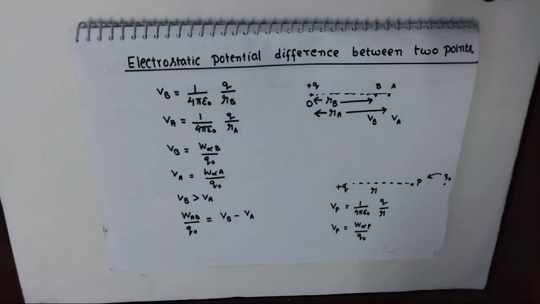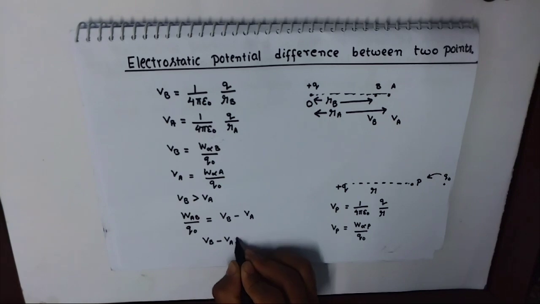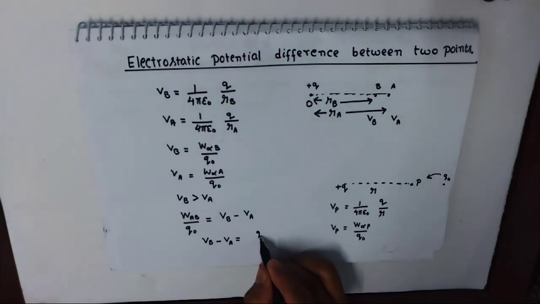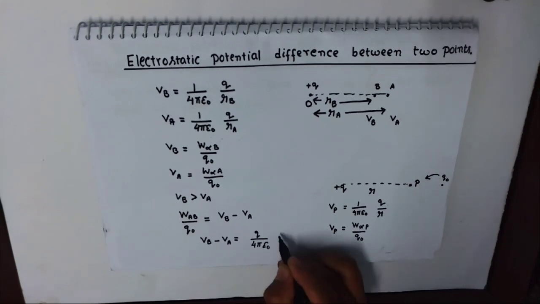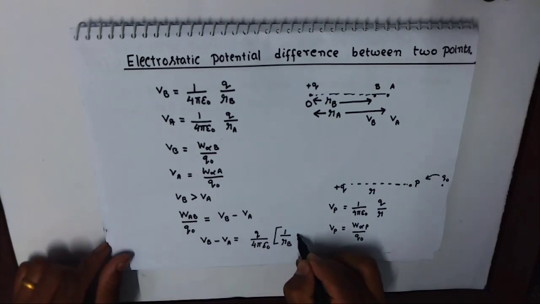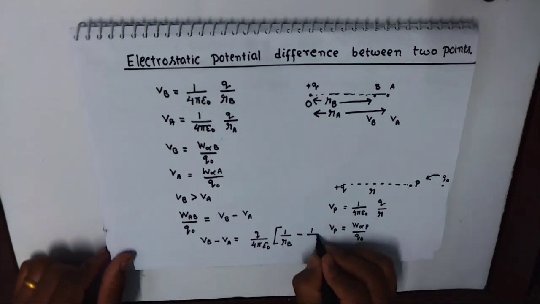It is a potential difference between these 2 points A and B. So what is VB minus VA? VB minus VA, it is equal. Instead of VB, I'll put Q by 4 pi epsilon naught 1 by RB. Then instead of VA, I'll put Q by 4 pi epsilon naught 1 by RA.